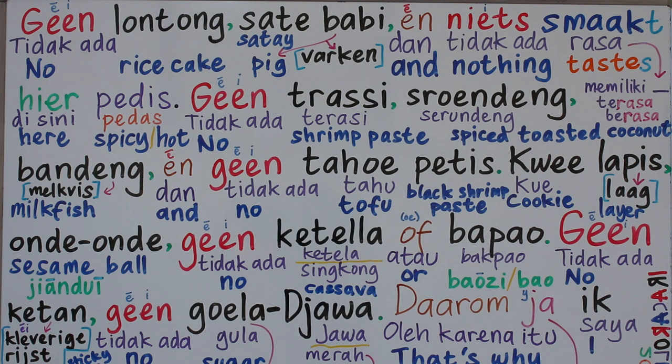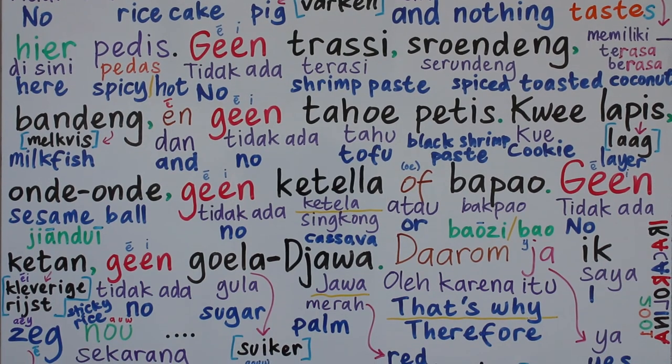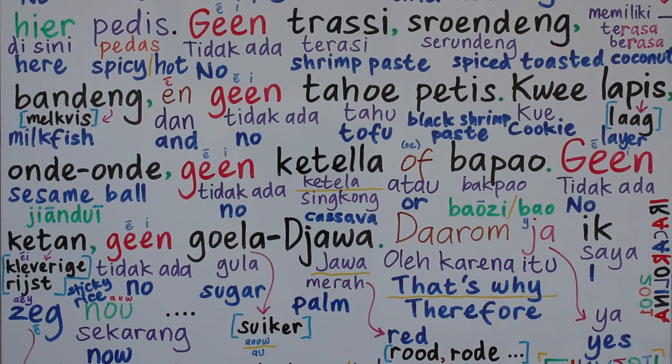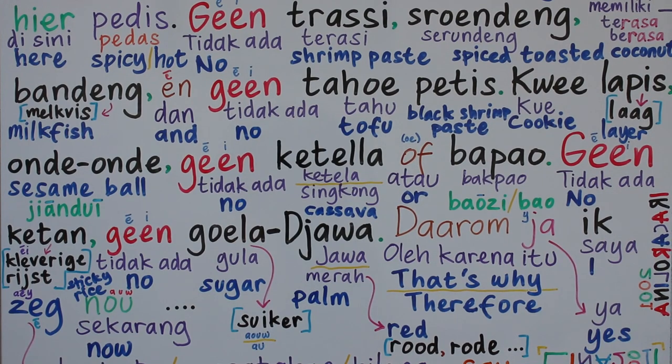And this one, the shrimp paste, the word itself in Indonesian is terasi, but in Dutch it becomes terasi. Yeah. This is the Dutch version of Indonesian spiced toasted coconut. It's kind of topping that you sprinkle on top of your white rice. In Indonesian it is serundeng, and in Dutch, serundeng.